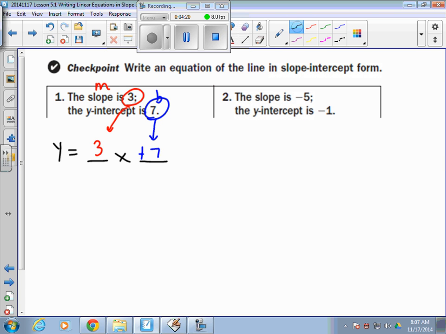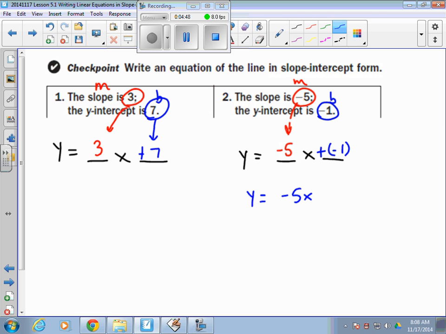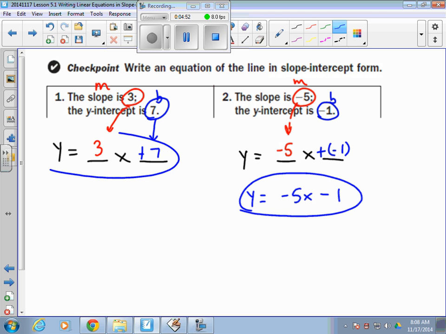Do the same thing with the next one. It says your slope is -5, your y-intercept is -1. Y equals mx plus b. Your m value is your slope again, -5x. So -5x plus b. -1 is your b value. So instead of writing plus a -1 like this, remember you could simply write it as -5x minus 1. Plus a negative is the same thing as minus.